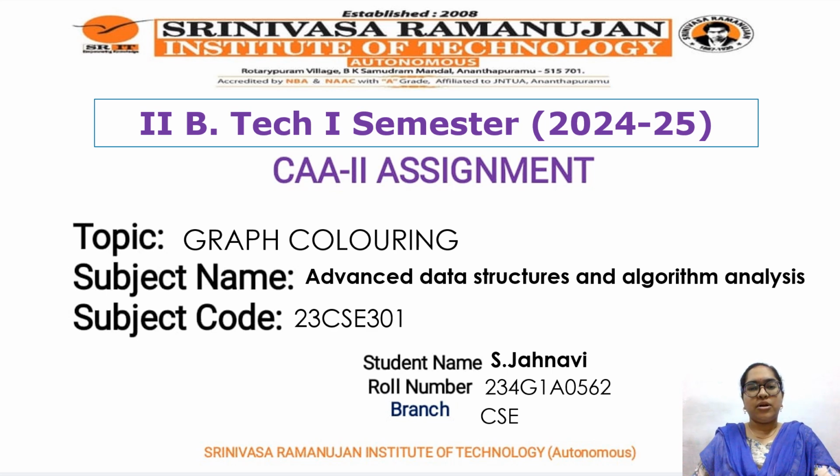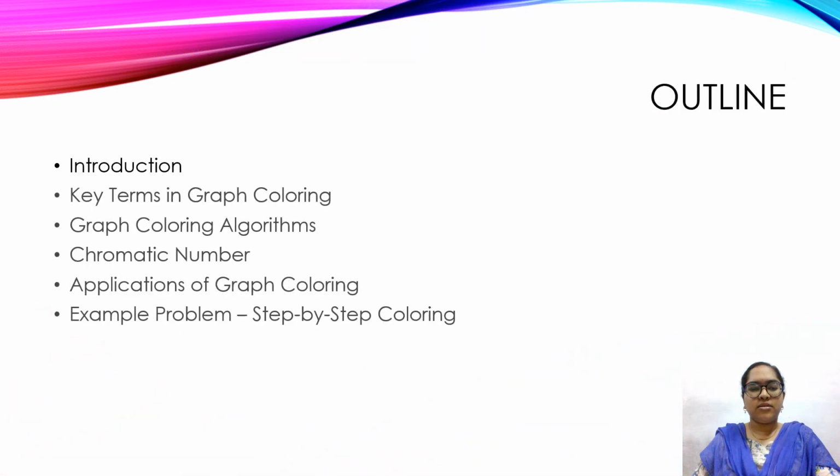So first, let's look at the outline. It includes the topics that I'm going to cover in this presentation. First, I'm going to start with the introduction. Then we will look at the key terms in graph coloring and algorithms that are used in graph coloring, and we'll get to know what is the chromatic number and the applications where we can use this graph coloring method. And we will take a sample problem and see how this graph coloring is basically done step by step.